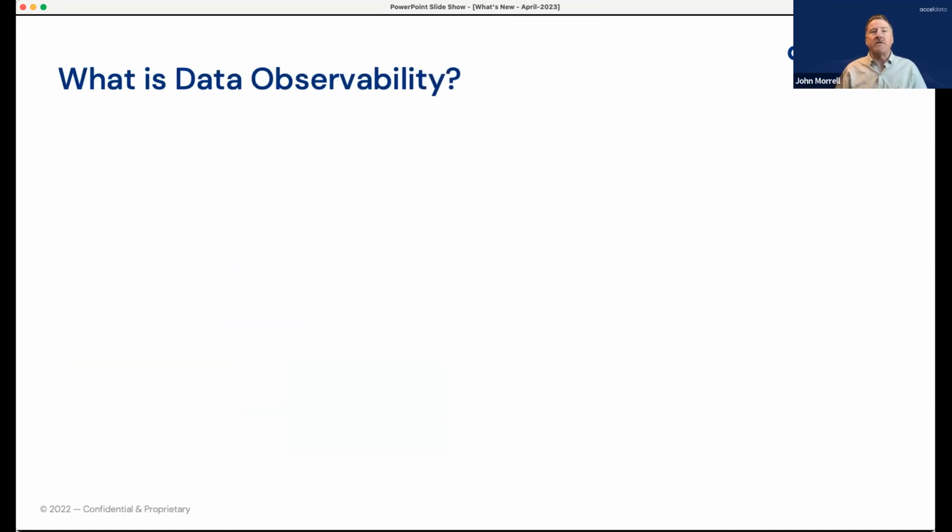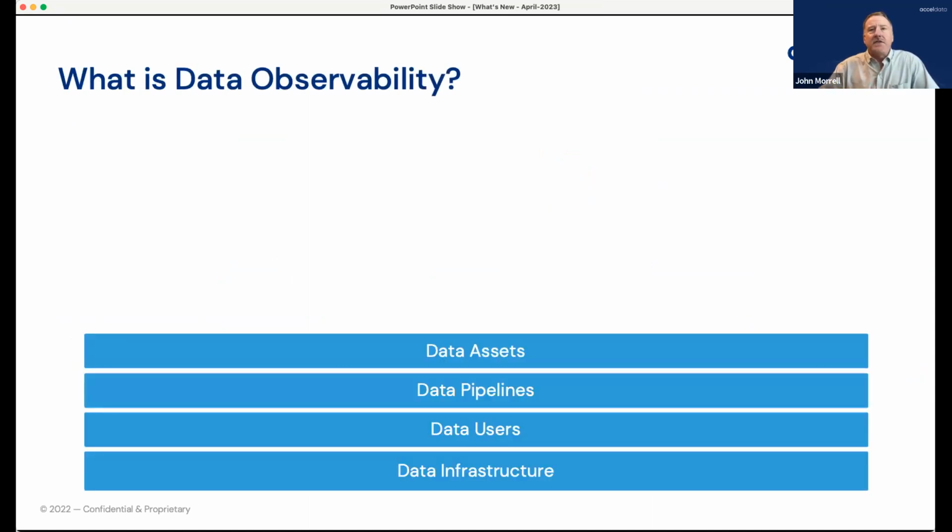So what is data observability? Well, underneath the covers, data observability really needs to be able to understand and give you visibility into these four areas.